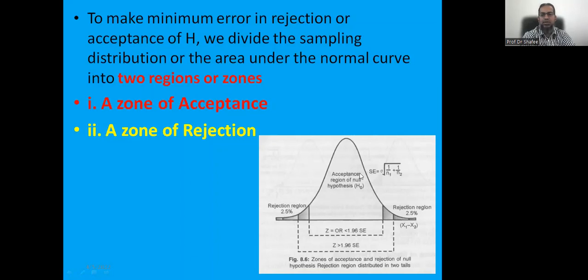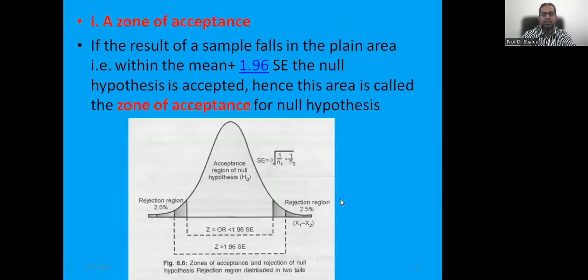Taking this principle into account, we will discuss the scenarios about the falling of an observation in this normal distribution curve. First, if the result of a sample falls in the plain area, which is the confidence limit, that is the mean plus or minus 1.96 standard error, we accept the observation or we accept the null hypothesis. It is called the acceptance region of null hypothesis. So this is the zone of acceptance.